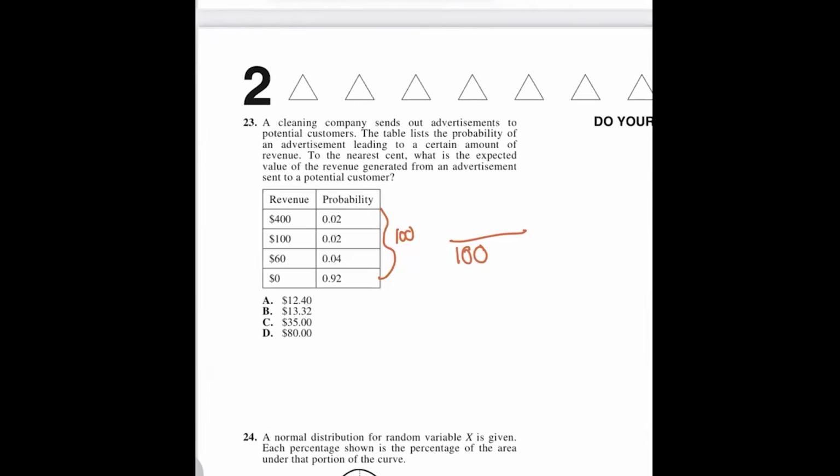And then the easiest way would be to go 2 times 400, which is 800, plus 200. If you go 2 times 100, and then you would go 4 times 60, plus 240. And then $0 is the rest of it, plus 0. So if you add up 800 plus 200 plus 240, and then divide it by 100, it is going to be $12.40. They do a lot of these applied probability ones, but once you recognize them, they get a ton easier.